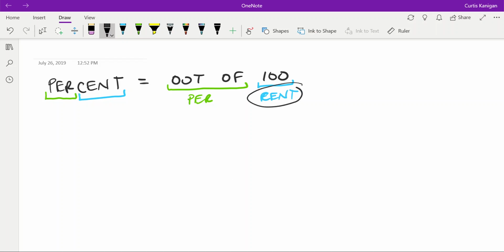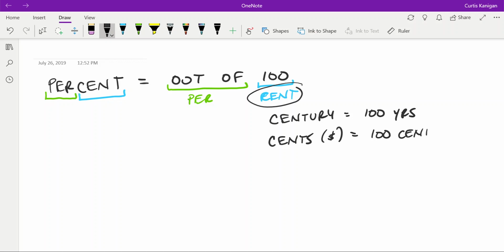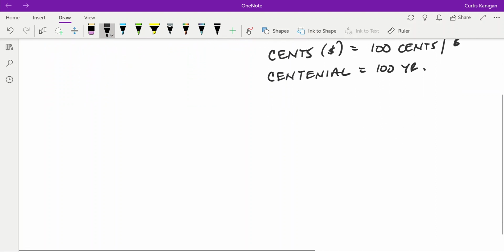So other words that include this suffix, I guess, would be like century, which is 100 years. Cents, in terms of money, you need 100 cents per dollar. And something like a centennial is a 100-year anniversary. Those are just some examples of where you'll see that.